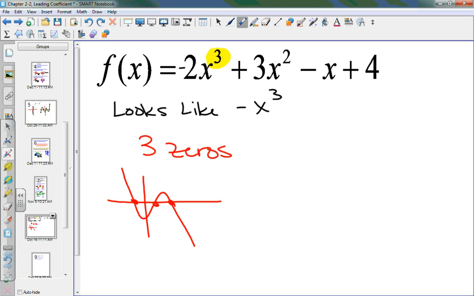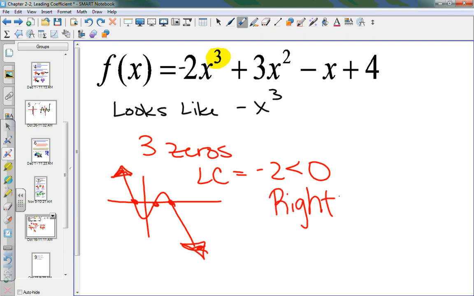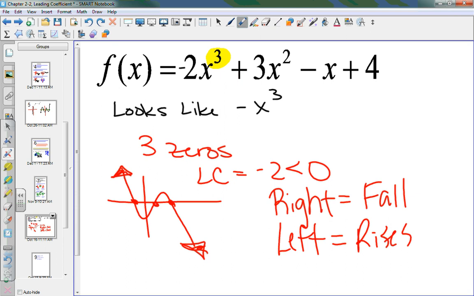Why do I know that? Because my leading coefficient is what? Since my leading coefficient is negative 2, that's less than 0, so that means my right-hand side is doing what? What's my right-hand side doing? Falling. Sorry, I said that backwards. My right-hand side is falling, my left-hand side is rising. Do we understand that? Okay?